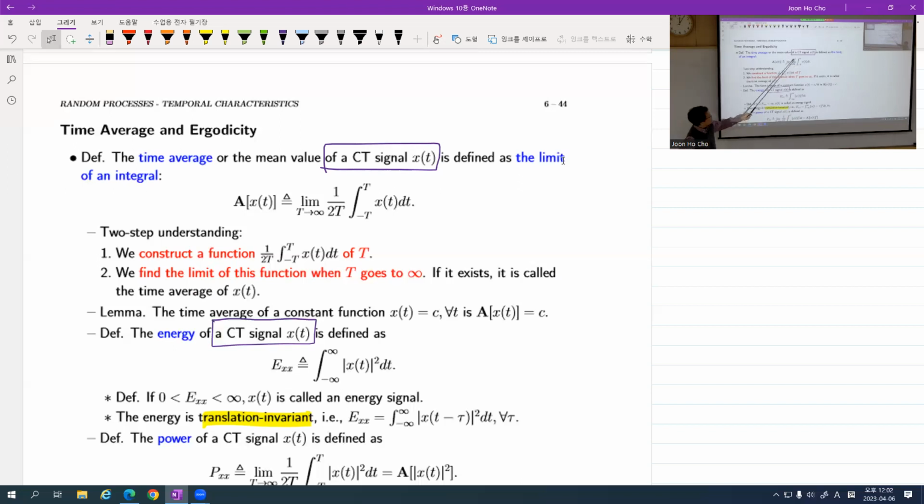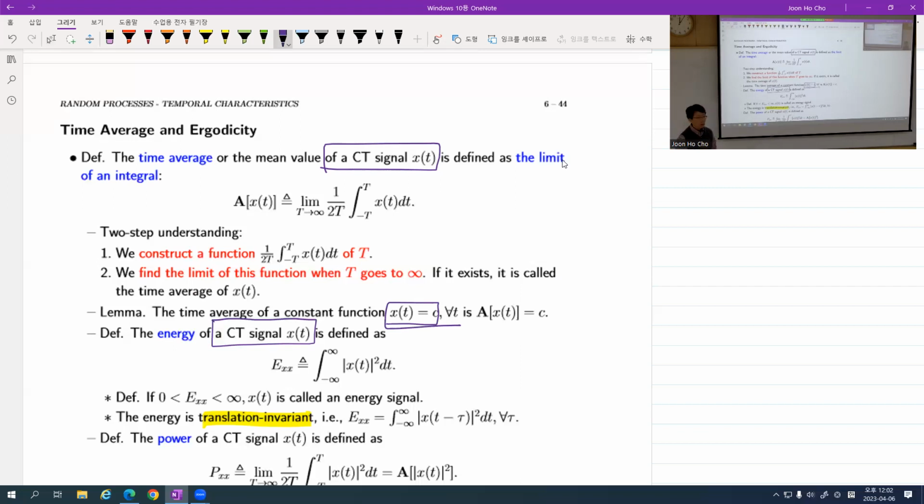So it can be said integral of x of t divided by 2T, or after you integrate, you divide by 2T. Okay? What is that, by the way? Whenever you have a time average, just have this mental model, the simplest example. Think about a constant function.